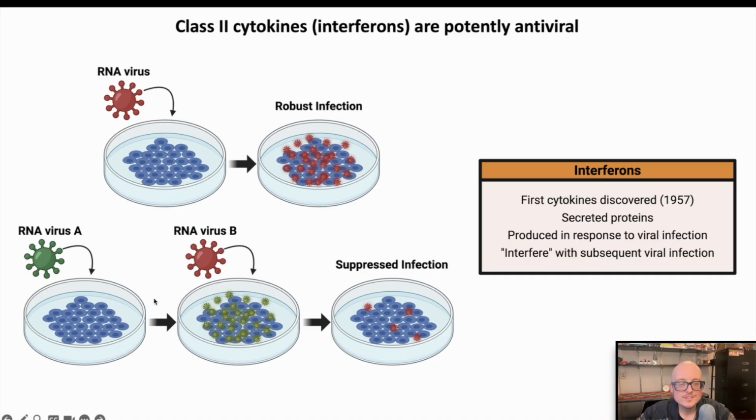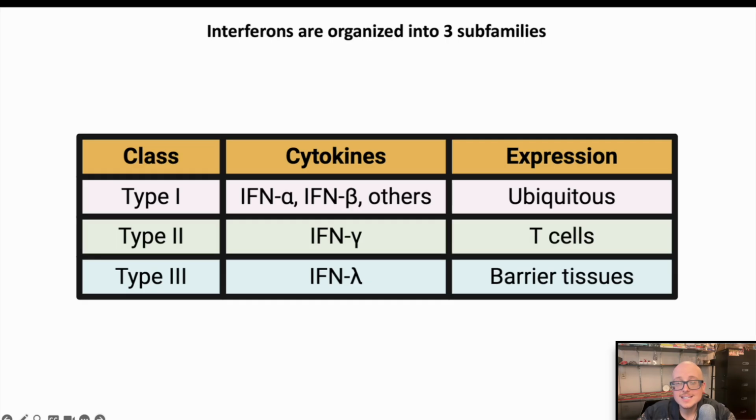But even within this family, there are sub-designations of interferons, and we can see that there are three subfamilies which are referred to by types. So there are type 1 interferons, type 2 interferons, and type 3 interferons. And here I want to clarify that interferons are class 2 cytokines, but within this class 2 family known as interferons, there are three types, 1, 2, and 3. And within these types, there are prototypical cytokine ligands that we associate with the types.